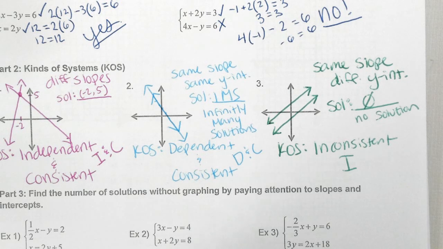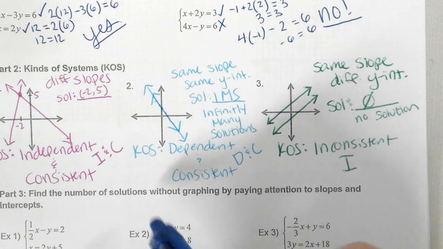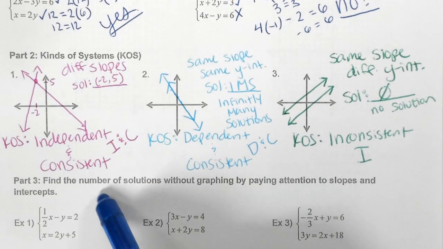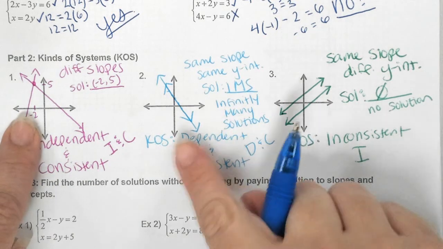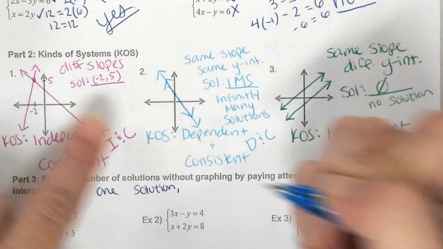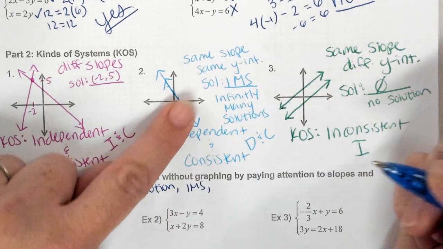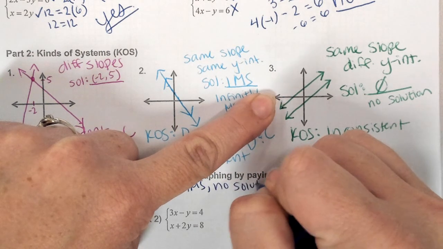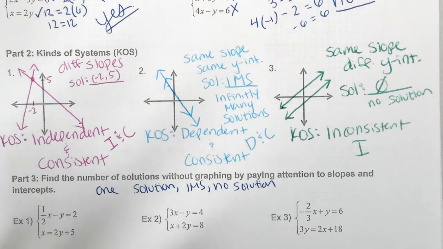Okay, so if you start looking at the next one, it says find the number of solutions without graphing by only paying attention to slopes and intercepts. Well, because it says just find the number of solutions, I want you to realize these are your options. You have one solution, infinitely many solutions, or no solution. Those are your three options, because it's not asking me to find the actual solution, just how many. Those are the three different types of solutions.